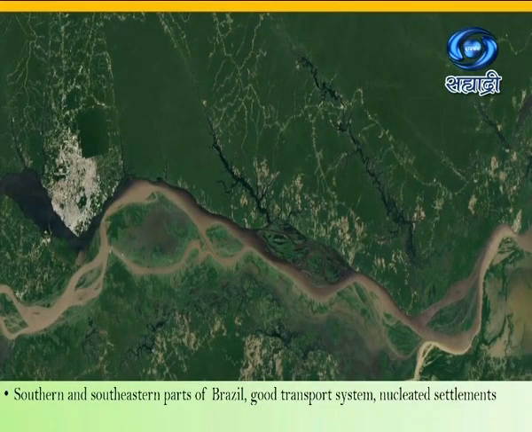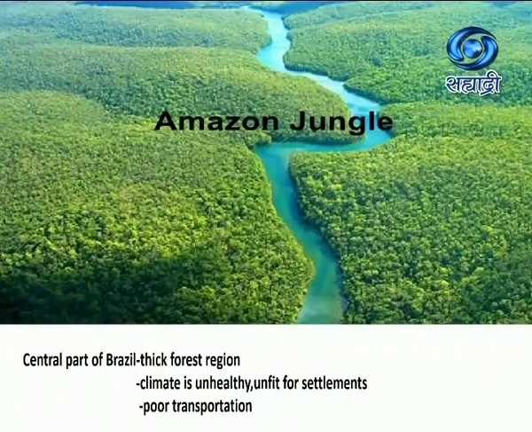Now let us move on to the main focus, that is the settlements. If you see the country, you will see that the southern and the eastern part of Brazil has a good transport system, and so you will see nucleated settlements. As I told you, nucleated, close by. In India, we saw in the beginning slides which are the areas which have nucleated settlements. Similarly, you should remember, and you will find more details in the textbook too. So it's necessary that you read the textbook carefully.